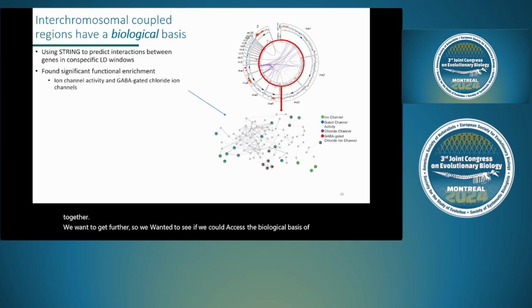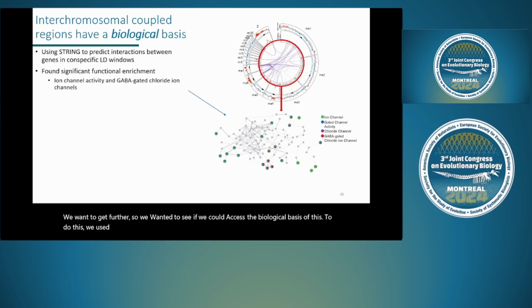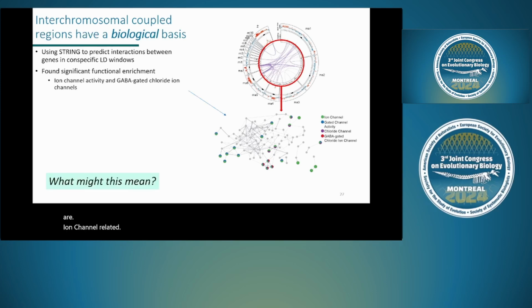To do this, we used STRING to predict interactions between the genes that are in the conspecific LD windows, and we found significant functional enrichment for ion channels and for GABA-gated chloride ion channels as well. So that's the graph that you can see here. That's the network of interactions between the genes, and all the colored dots represent the genes that are ion channel related. So what might this mean?